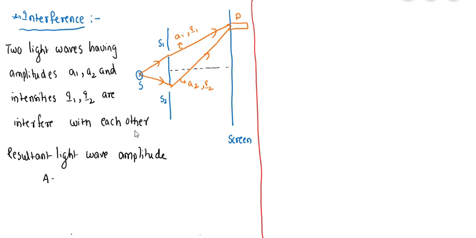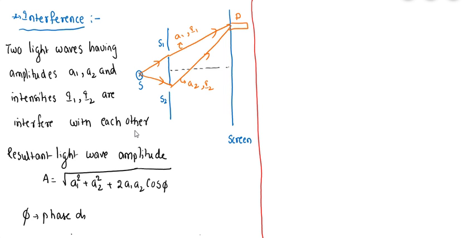The resultant light wave amplitude is capital A. From the figure, we write like this, using the parallelogram law: A equals root of A1 square plus A2 square plus 2 A1 A2 cos phi. What is phi here? Phi is the phase difference between the two light waves.